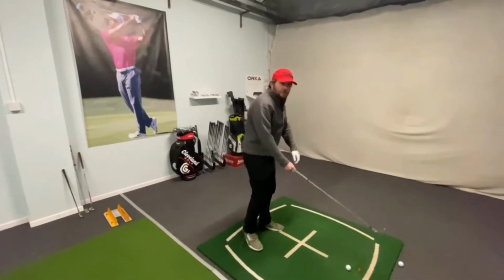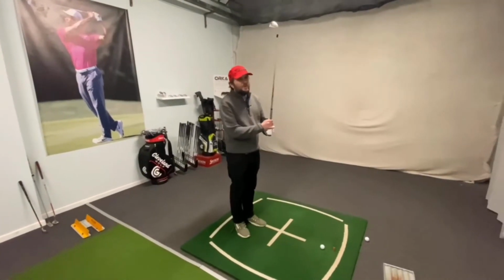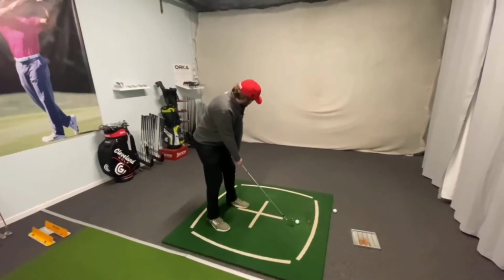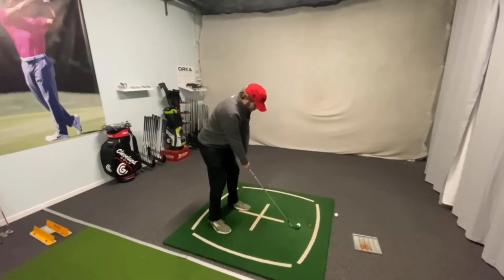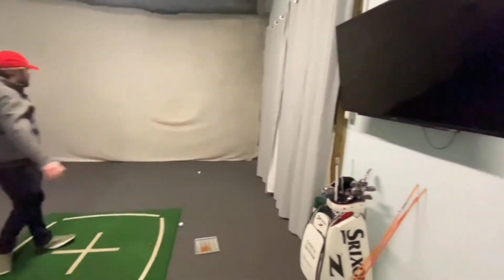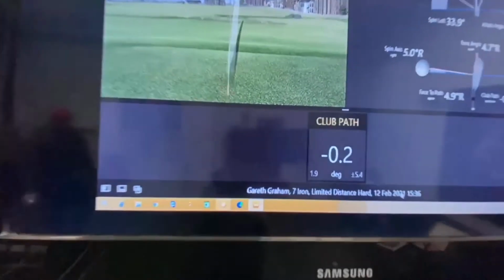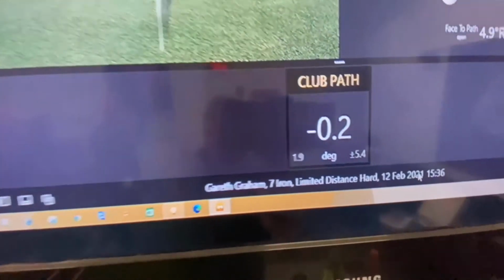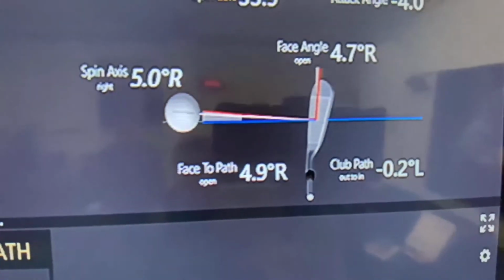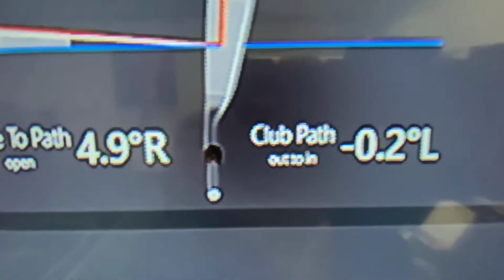And then a neutral. Should we try neutral? I try this all the time. I always try and do this, but I'm going to give it a go. Feel it. Yeah, try to get as neutral as you can. Well done. That's as neutral as I can get it. 0.0 is neutral. I mean, that was an open club face, but it was as neutral a path as I could get it. So the path there is still out to in, but only by 0.2.